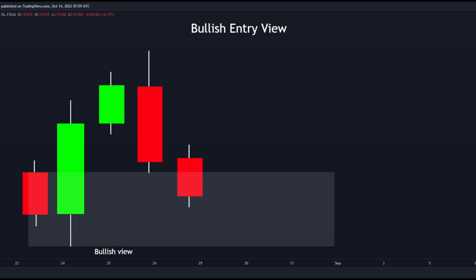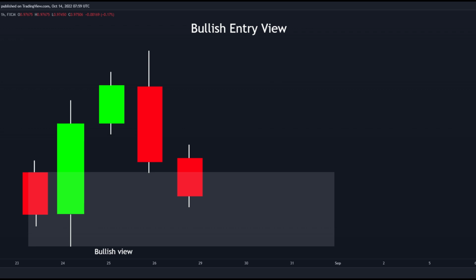The third step is to draw the demand zone on the bullish candle. We will draw the demand zone from the open of the bearish candle to the low of the bullish candle. If this is the first time watching our videos, then you don't have to worry because I will teach you everything about this pattern.